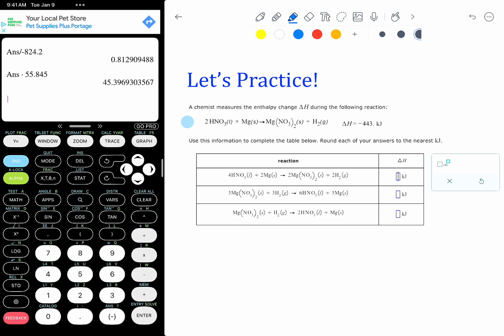So let's look at where our reactants are. I have an HNO3 and a magnesium on my reactant side, and a magnesium nitrate on my products, as well as hydrogen gas. So in each of these, let's look at where those end up. In our first reaction, my HNO3 and my magnesium are still on my reactant side. My magnesium nitrate and my hydrogen gas are still on my product side. So I didn't reverse the reaction, but my coefficients out in front are different. I went from 2 to 4, and from 1 to 2, 1 to 2, 1 to 2. So I multiplied the whole thing by a factor of 2.